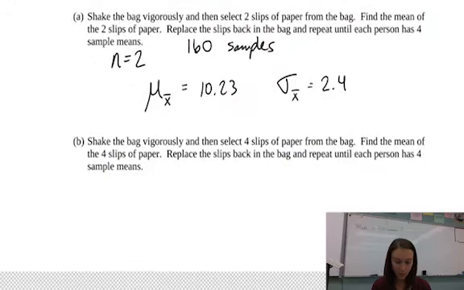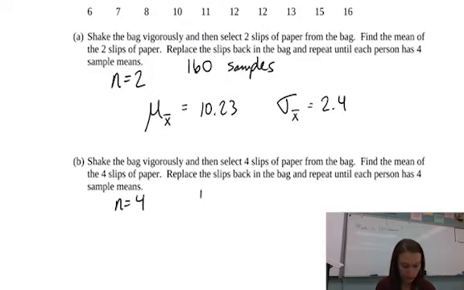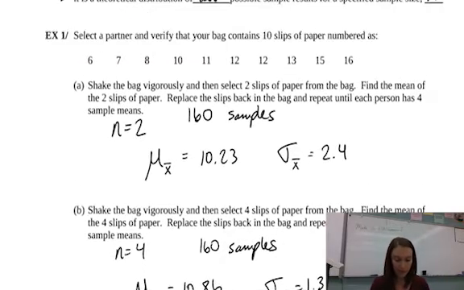Now we did another one where instead of pulling out 2 slips of paper, we pulled out 4 slips of paper each time. So n is 4. We still had 160 samples. The students still shook the bag, took out 4 slips of paper, calculated the mean, wrote the mean down on their papers, put them back, shook the bag, pulled out 4 more, and so forth. Mu of x bar in this case, the mean of the means, was 10.86, and the standard deviation of the means was 1.33.